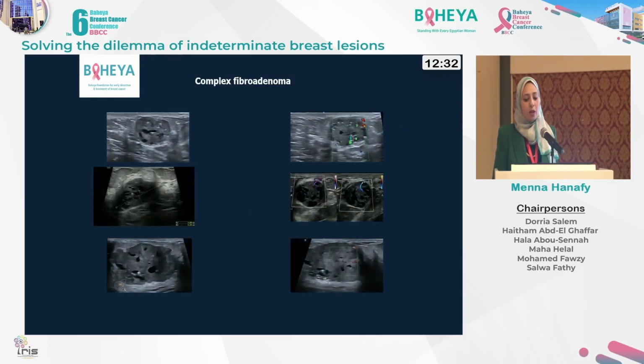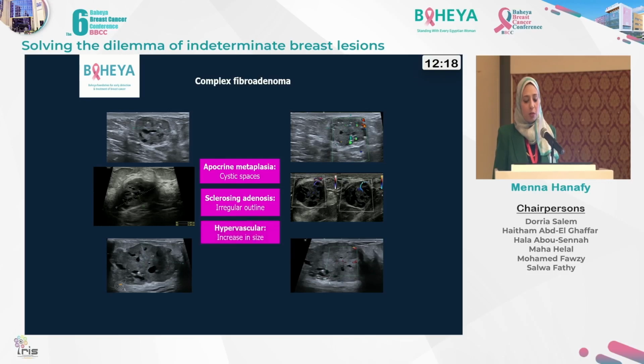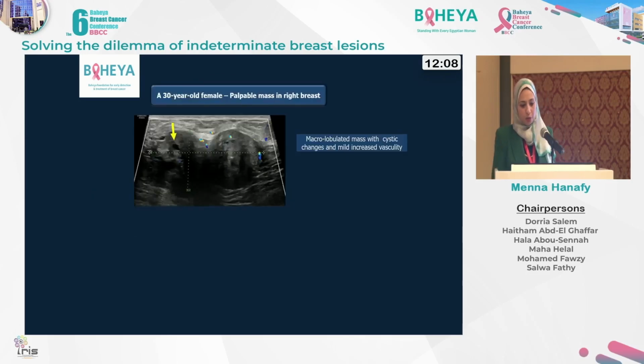Complex fibroadenoma's pathology usually reflects its ultrasound appearance. It usually shows apocrine metaplasia, reflected as cystic spaces in ultrasound, sclerosing adenosis reflected as irregular outlines, being hypervascular reflected in rapid increase in size, and microcalcifications. So again, complex fibroadenoma should be surgically removed.